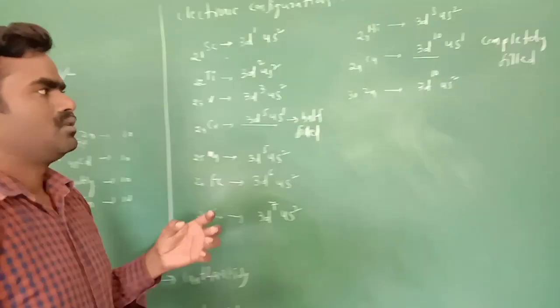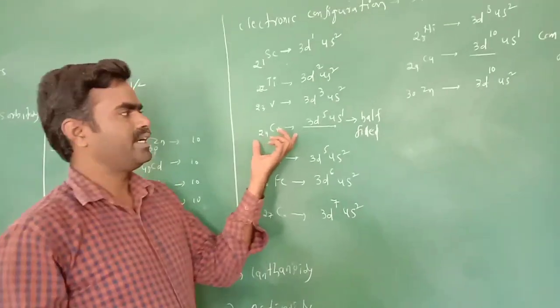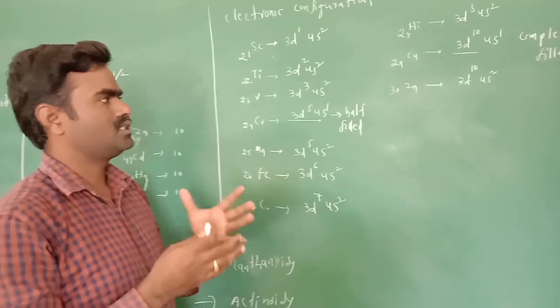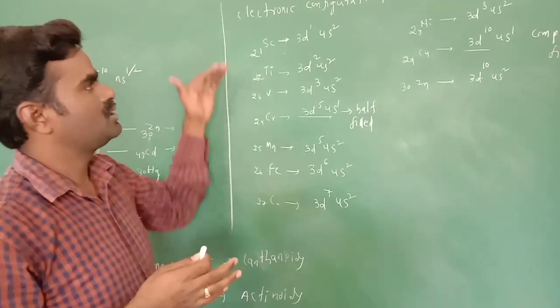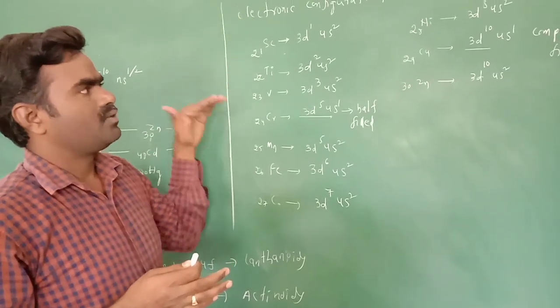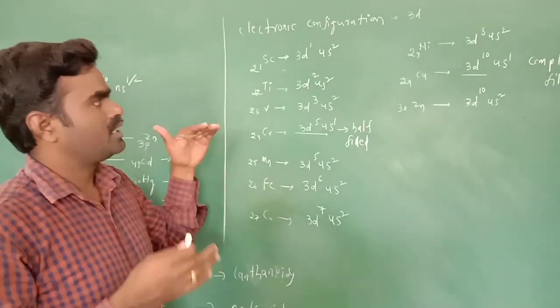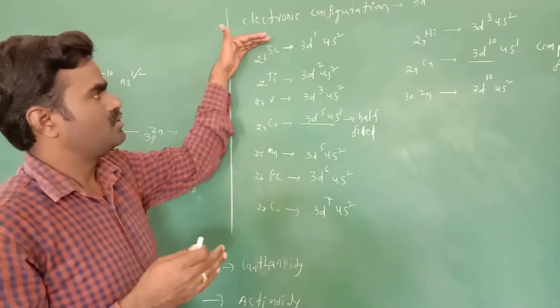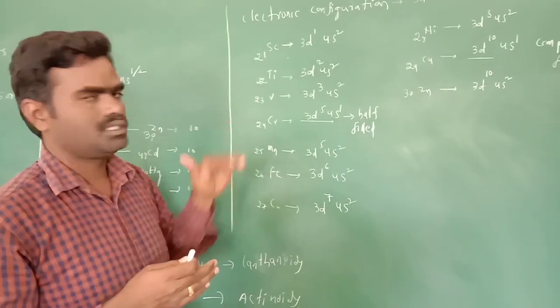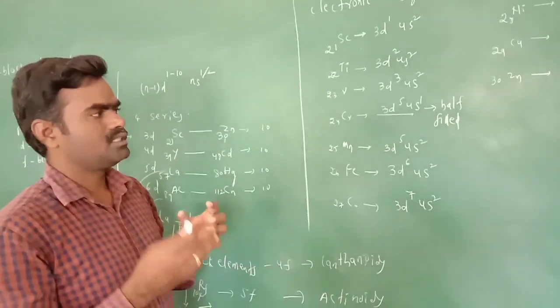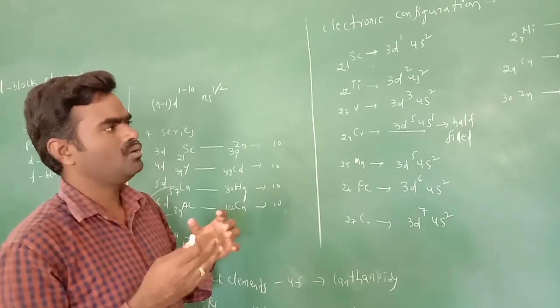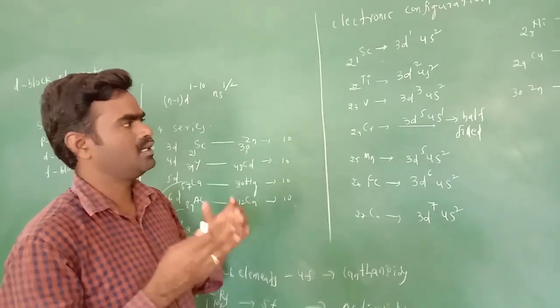Due to this reason, copper and chromium gain a different electron configuration than the expected electron configuration. Okay, this is about the simple electronic configuration technique to write the electron configuration of the 3d series from scandium to zinc. The 4d series, 5d series, and 6d series also follow the same rule. Some exceptions are there in some elements.